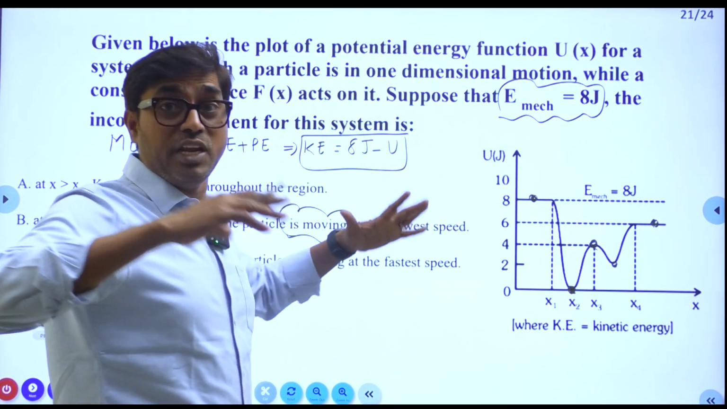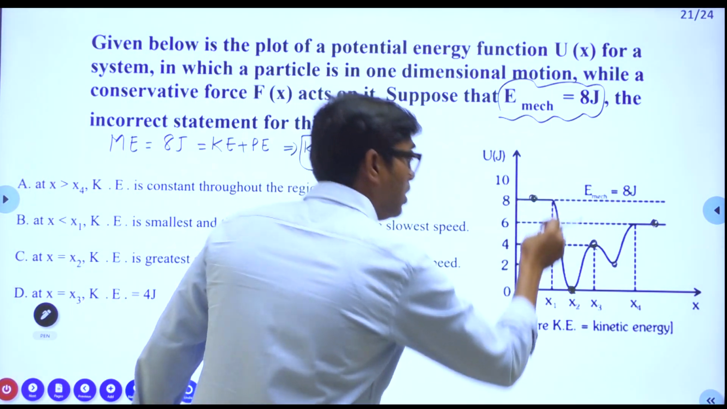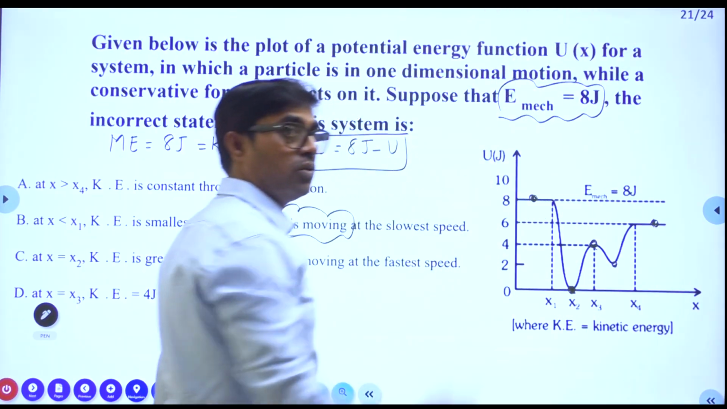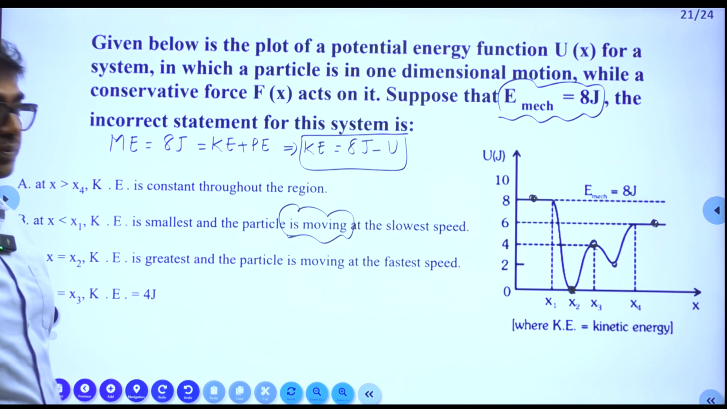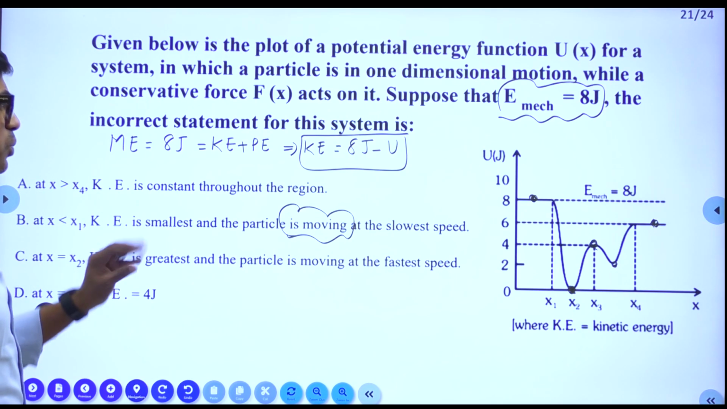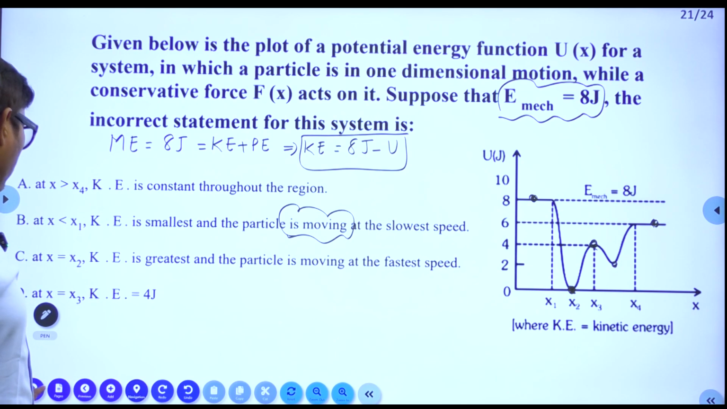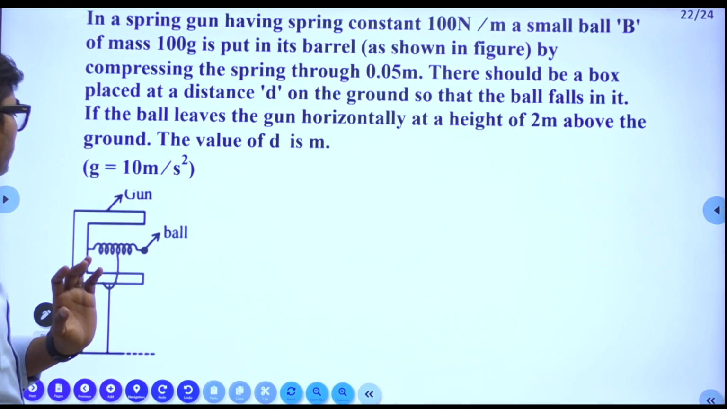But you have given a lot of energy, 8 joules of energy. So if you throw it here, it will go on and run away. And finally, after going beyond x4, still it will have some energy, which is 2 joule there. Okay, that's the problem we have. Simple problem, but slightly different from what we have discussed already.